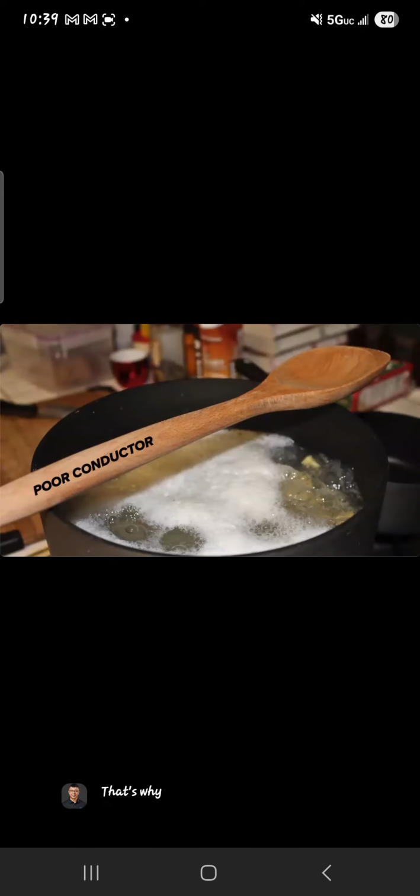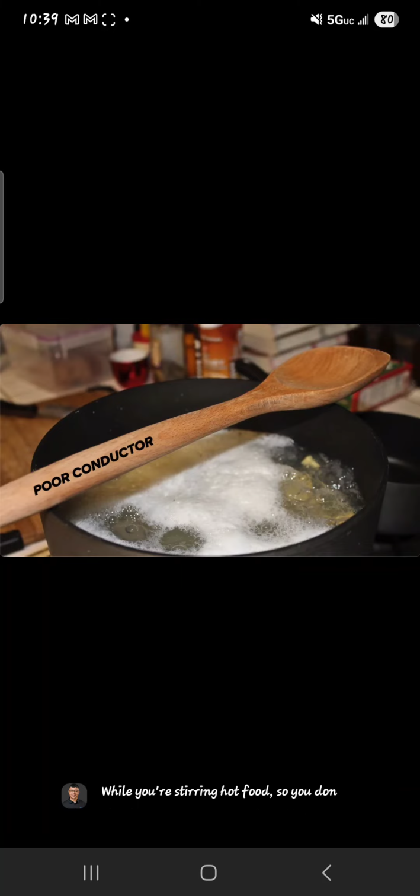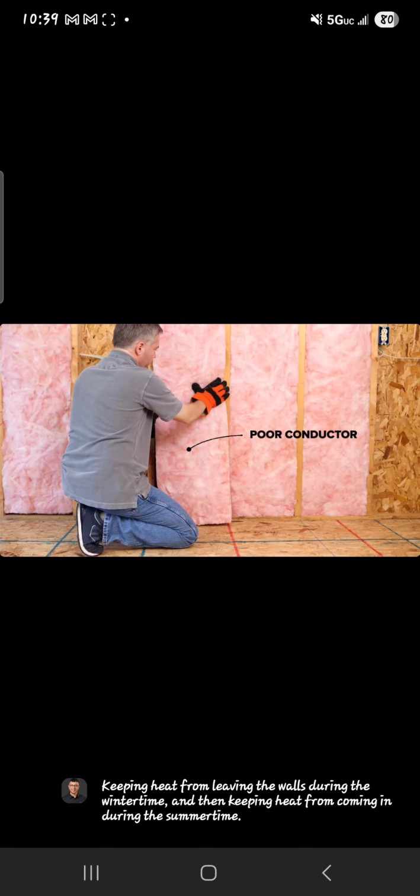That's why we use wooden spoons when we cook, because the heat from the wooden spoon doesn't travel as fast to your hand while you're stirring hot food, so you don't burn your hand as fast. This is also why we use fiberglass to insulate your house. Fiberglass is a good insulator, so it slows down the heat transfer between the structure and the outside, keeping heat from leaving the walls through the wintertime and then keeping heat from coming in during the summertime.